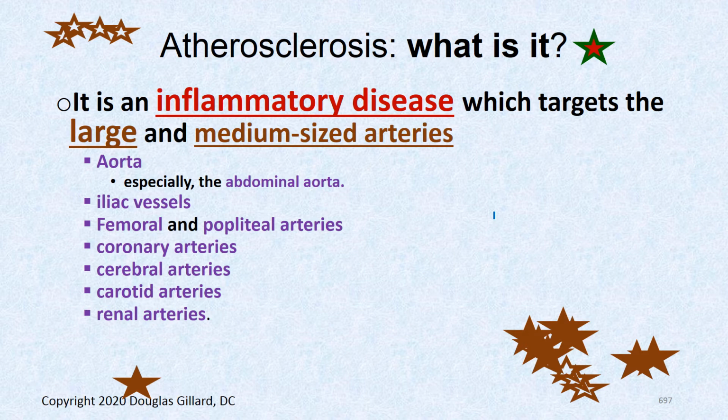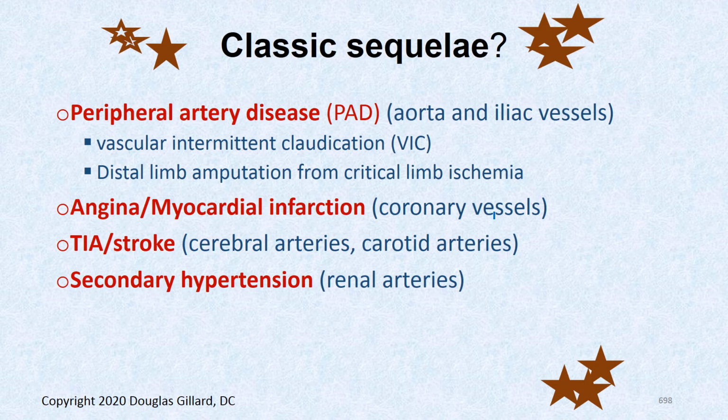Kind of know that. What is it? It's considered an inflammatory disease. It loves the large and medium-sized arteries, especially the aorta, the iliac vessels, femoral, popliteals maybe, but it likes those special arteries, as I said, the coronary arteries, the cerebral arteries, the carotid arteries. It likes the renal arteries. Probably the worst possible targets for these things.